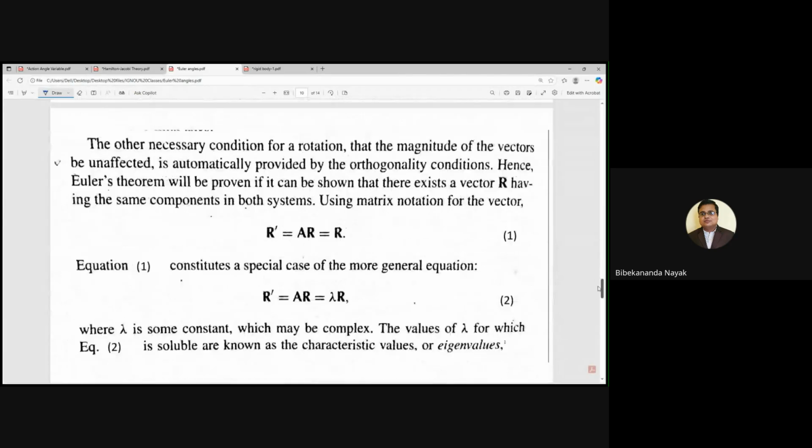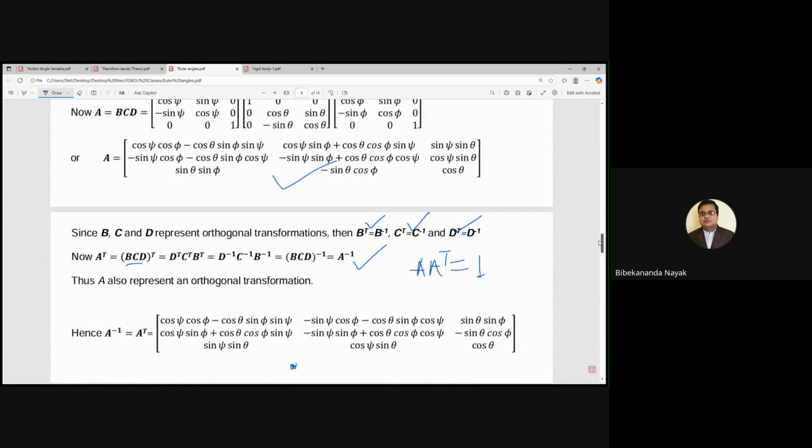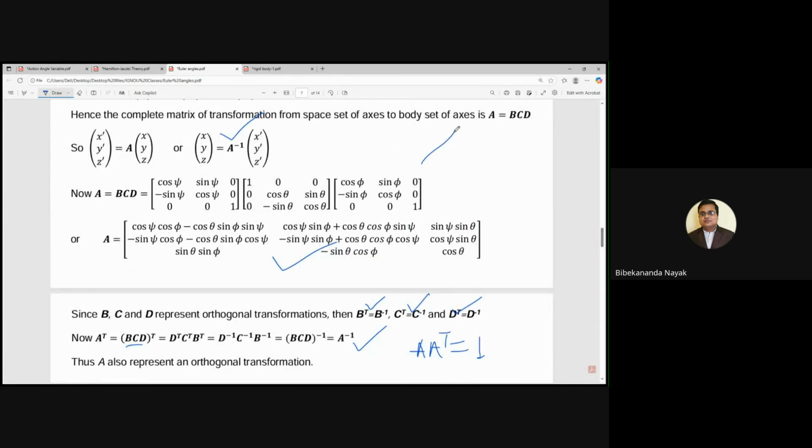Rotation has two important properties. One is that the axis of rotation is fixed, and the magnitude of a vector is not affected by the rotation. If you rotate a vector, its direction changes, but its magnitude remains constant. If a vector lies along the axis of rotation, then it remains invariant. That is the proof here.